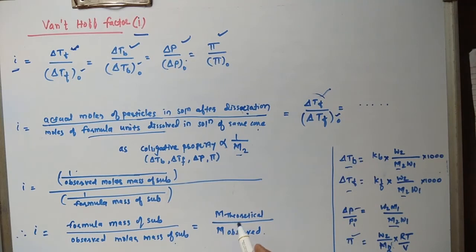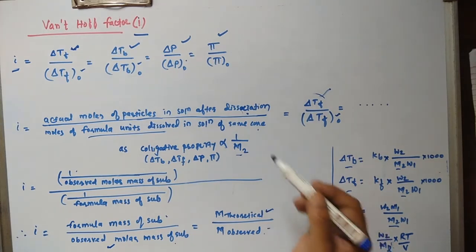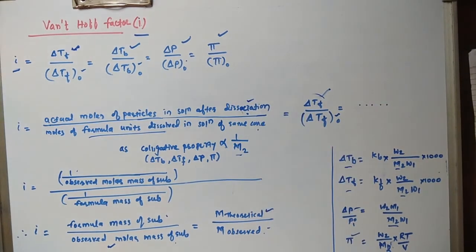So here M theoretical means formula mass, the theoretical value, the molecular mass of a substance theoretically. And M observed is the molecular mass observed from the solution itself after dissociation, right? So this is the Van 't Hoff factor.